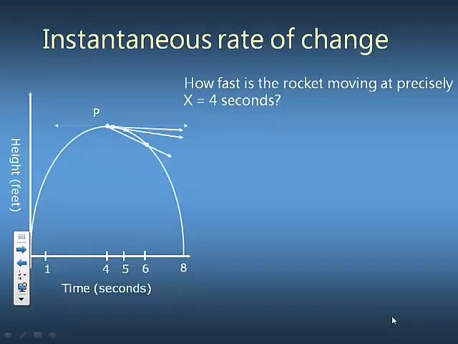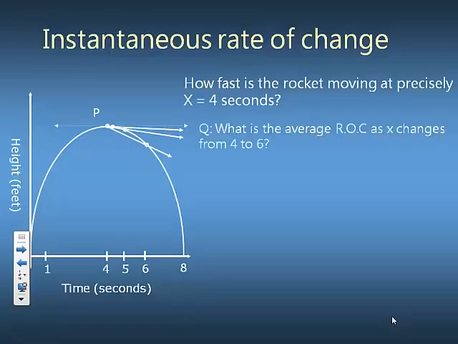Now, how fast is the rocket moving at precisely 4 seconds? Well, in order to answer that question, I'm going to look at it in a series of stages. So first, I'm going to think about the average rate of change from 4 to 6. So I plug in 6 seconds, I plug in 4 seconds, and I find out how far the rocket went. Then I would divide by 2 because it did it in 2 seconds. And I get that the average rate of change was negative 32.